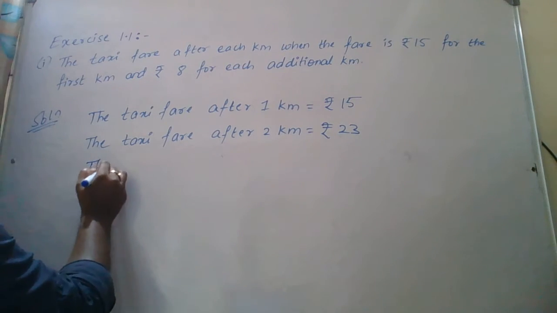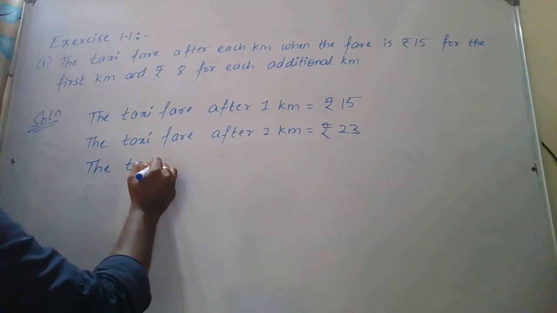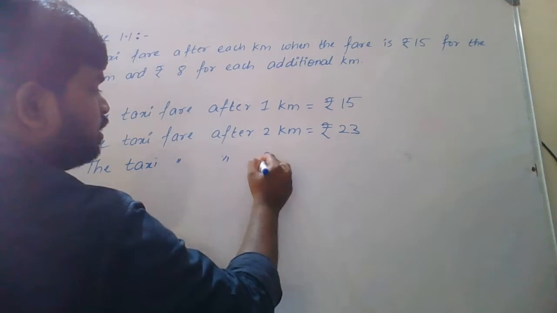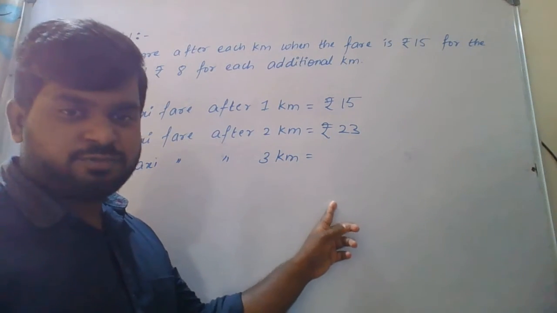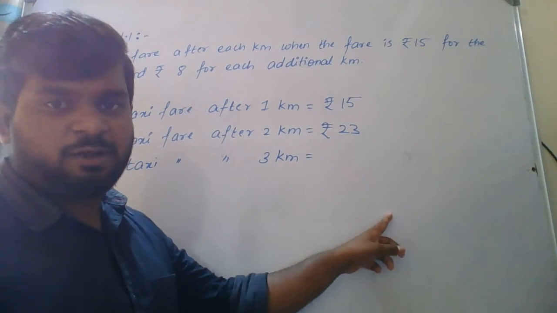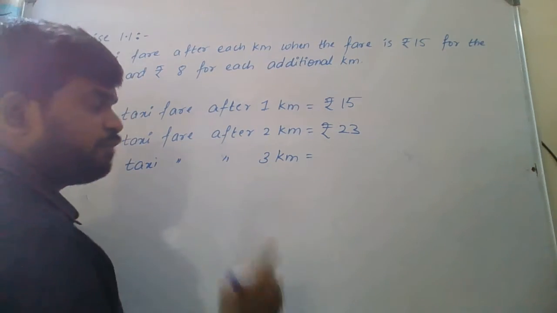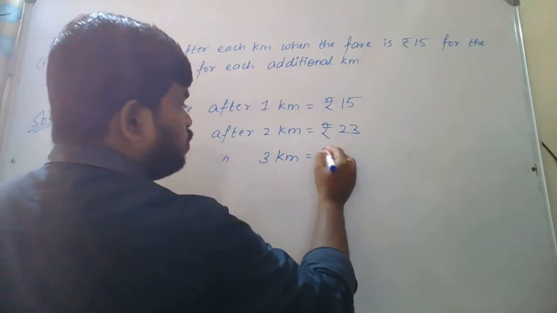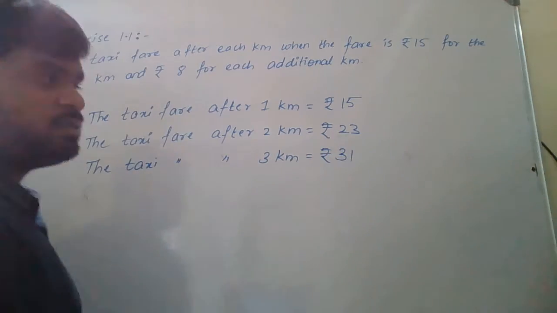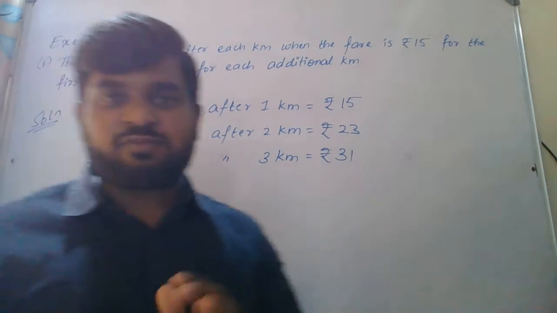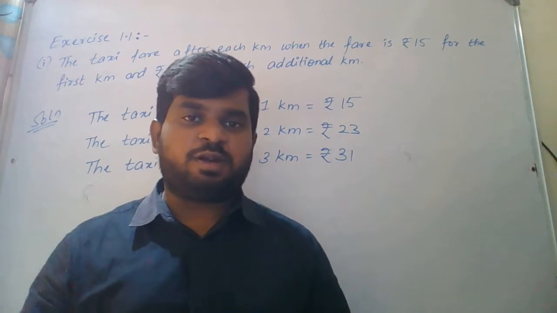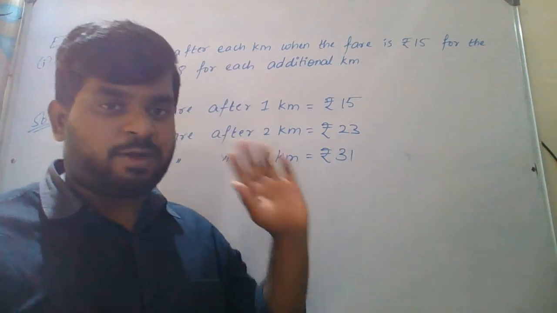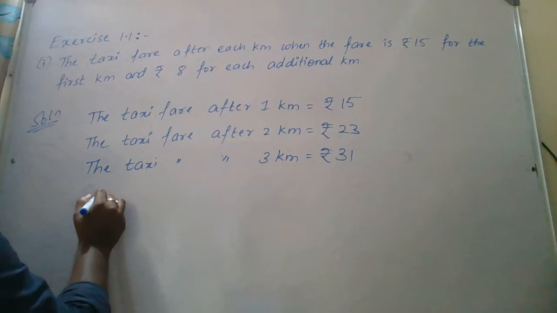Similarly, the taxi fare after 3 kilometers. For the first kilometer, it is 15 rupees. For the next kilometer, 8 rupees. Again 8 rupees. So 15 plus 8 plus 8. That will give you 31 rupees. That is if you travel 3 kilometers. Say suppose you are going by this taxi for 3 kilometers. How much will you pay? 31 rupees.